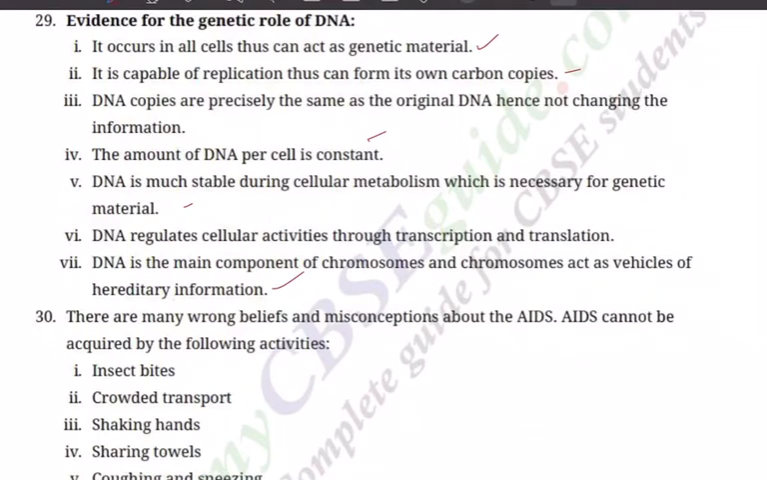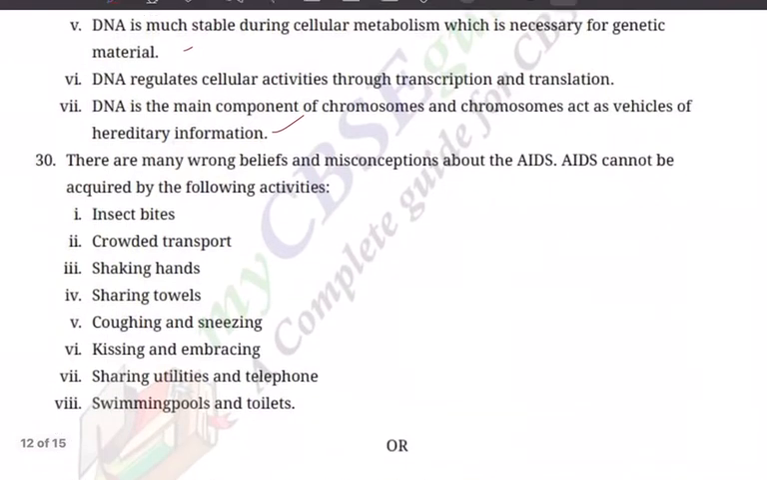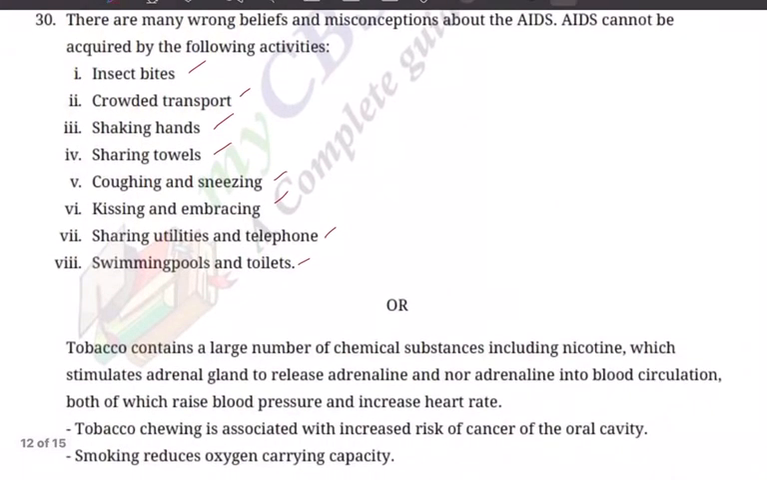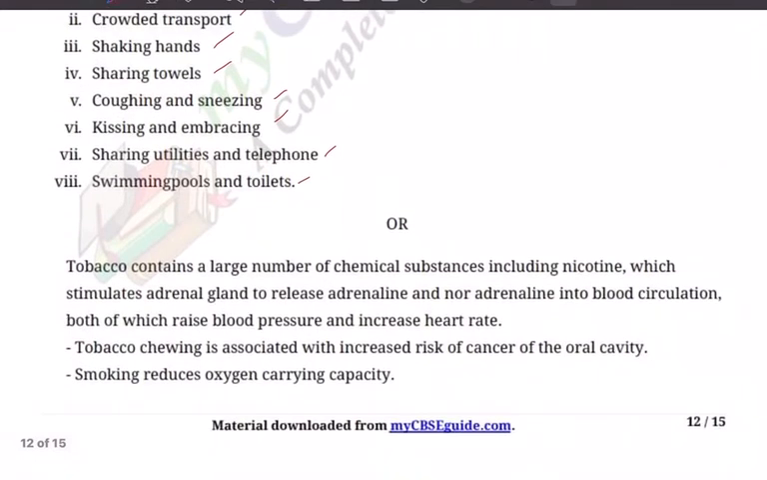Question number 30. What are the misconceptions about the transmission or acquiring AIDS? There are many wrong beliefs and misconceptions about AIDS, acquired immunodeficiency syndrome. AIDS cannot be acquired by the following activities. 1. Insect bite, crowded transport, shaking hands, sharing towels, coughing and sneezing, kissing and embracing, sharing utilities and telephone, swimming pools and toilets. So these are the misconceptions that are there. Through these, there may be spread of AIDS.